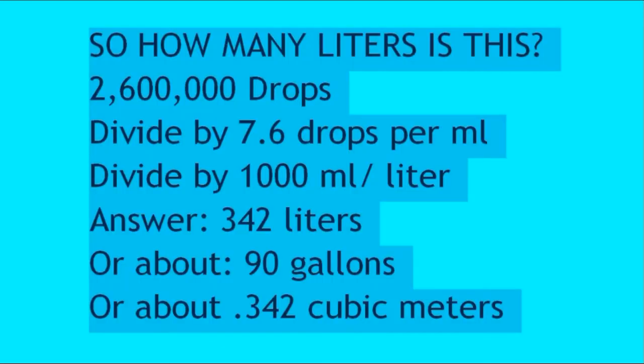So how many liters is that? There's approximately 2.6 million drops, and you can divide by 7.6 drops per ml. That gives you how many mLs there are. You divide by 1,000. That gives you how many liters. So the answer is 342 liters of wasted water per month. Or if you like the English system, that's about 90 gallons of water per month, or about 0.342 cubic meters.